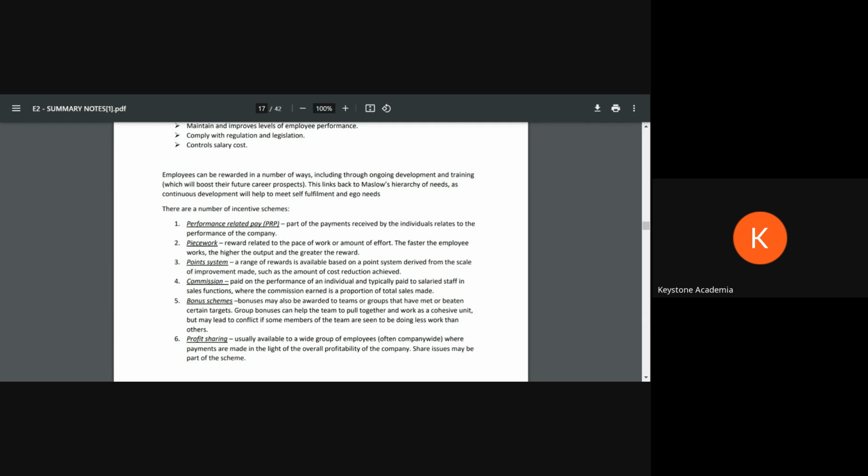Okay? And next one is profit sharing. This is like dividing up, a portion of the company's profits will be distributed amongst the employees. This is also one of the methods of incentive schemes. Okay.